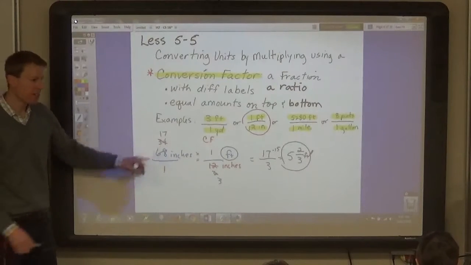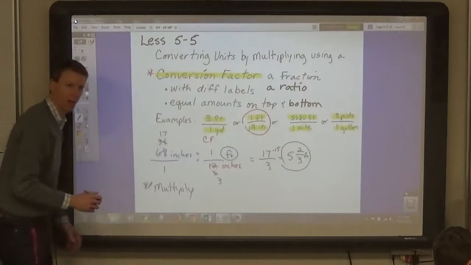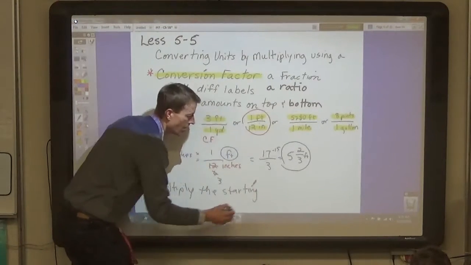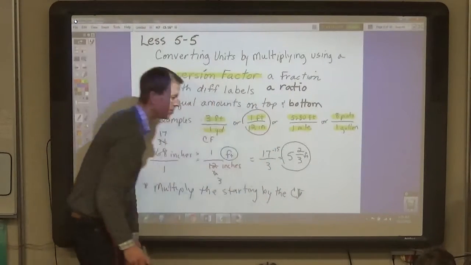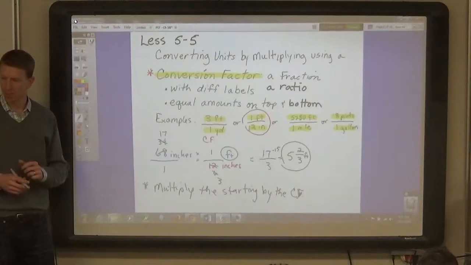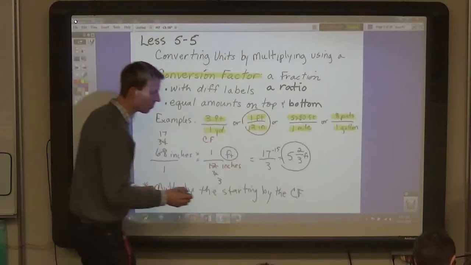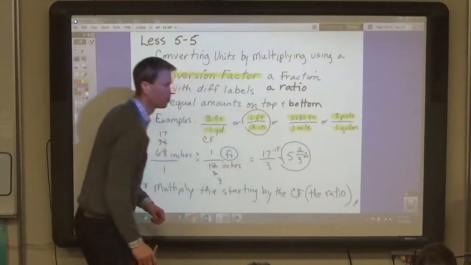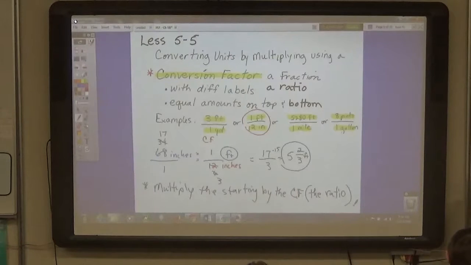5 2/3. Okay. Let's go back. What we're doing is multiplying. So highlight this in your notes. Multiply the starting amount by the conversion factor. Conversion factor, which is a ratio, a fraction, that gives you equal amounts. CF, conversion factor. Okay. Let's practice this.